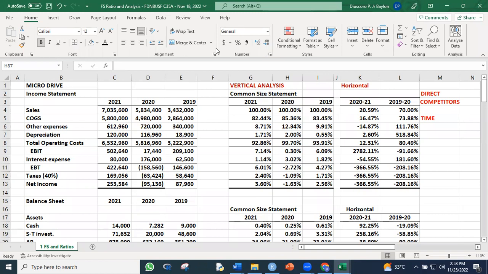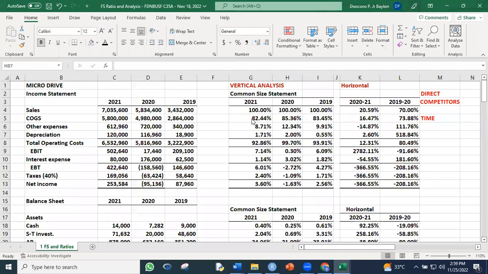Okay, there's a request here. Migs, can you post the dates, the time, and the coverage sa Canvas to avoid confusion? Yes, Migs, we'll do that. Okay, pero i-post ko na muna dito. No? So let me first pause recording.